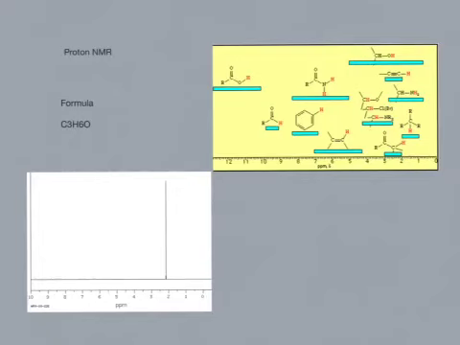So now we also notice that there's only one peak here, meaning that our hydrogens are all symmetrical throughout the molecule, meaning that we aren't going to have any splitting or any things like that. So that is a very good indicator of what it could possibly be. But we still need to go through Carbon-13 NMR to be sure of this.